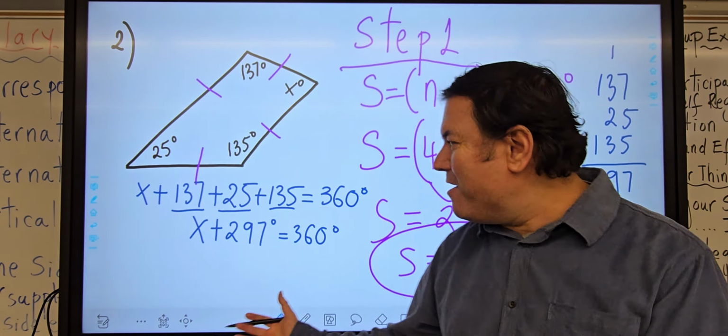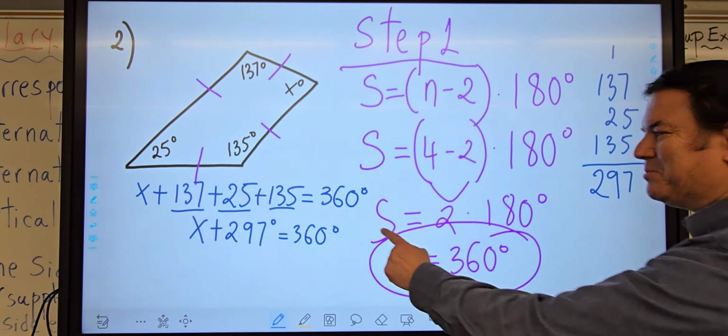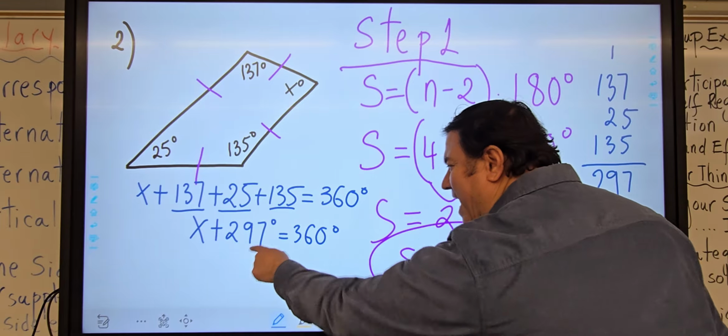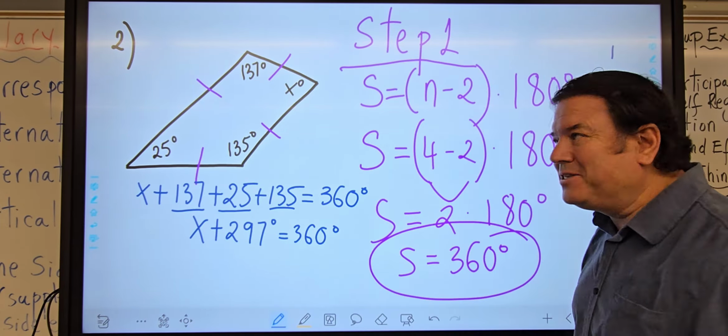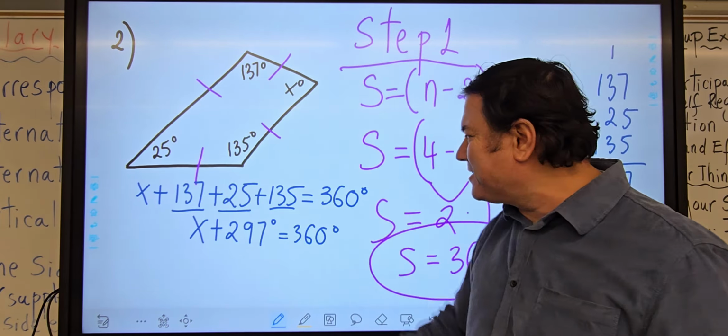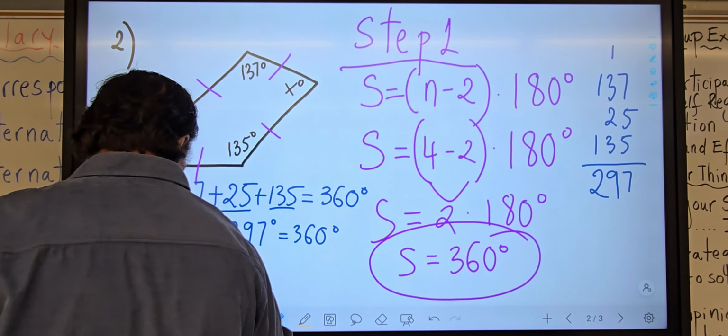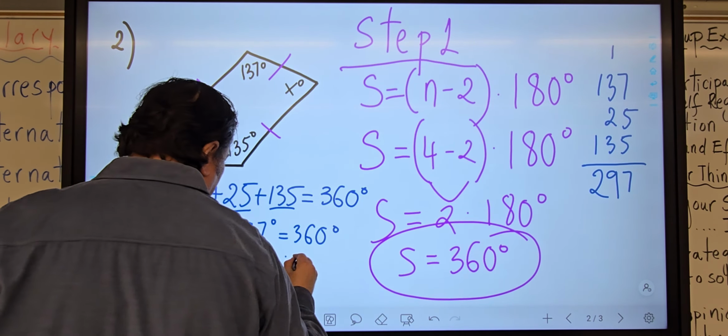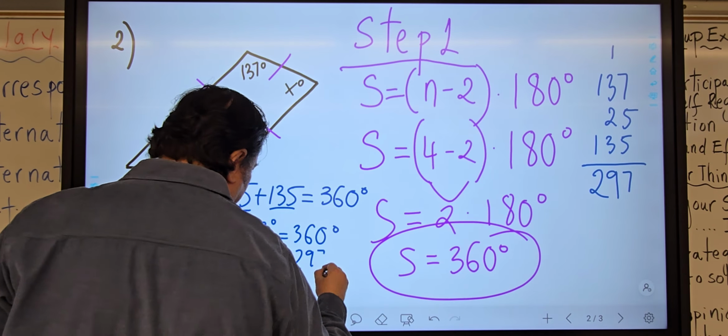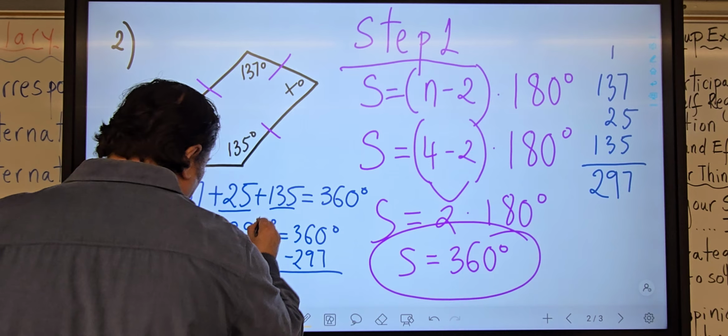And now finally we have one set equation, and we need to subtract 297 on both sides in order for us to find the x. Let's subtract minus 297, minus 297. Okay, these will cancel, right?